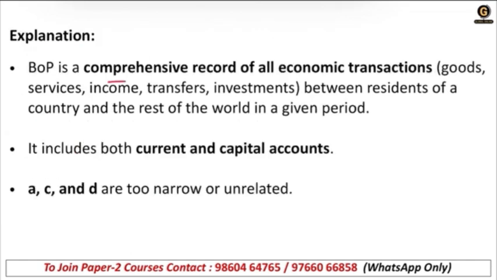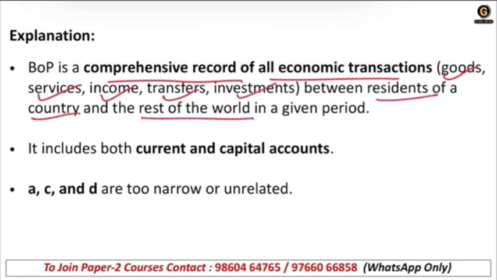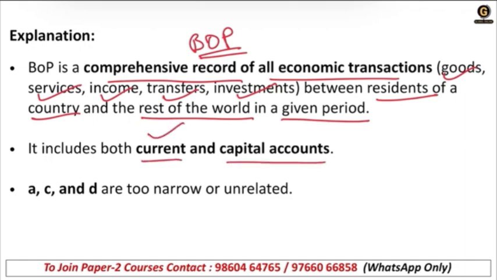See, BOP is a comprehensive record of all economic transactions like goods, services, income, transfers, investments between residents of a country and the rest of the world in a given period. That is your exact BOP. It includes current and capital account. We have already discussed the current account and capital account in the theory session. If you have not watched the theory session, go to the description box. I have provided the link of the previous lectures. Watch those videos as well.